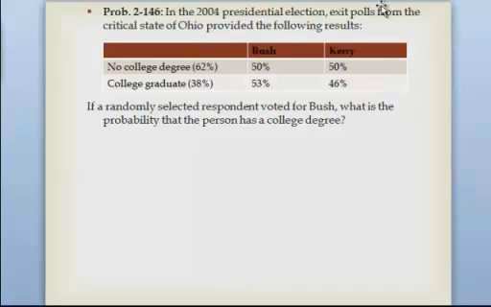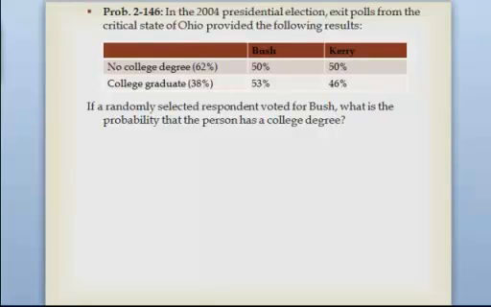And in this problem, we have that in the 2004 presidential election, exit polls from the critical state of Ohio provided these results. Oops, I hope you can read that. That's Bush and that's Kerry. And here's no college degree was 62%, college degree was 38%, and then we had various percentages that supported one candidate or another. So if a randomly selected candidate for Bush voted for Bush, what's the probability that the person has a college degree? And we can actually figure that out using some of the ideas that we've followed before.